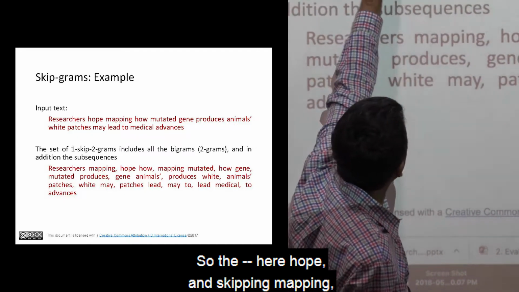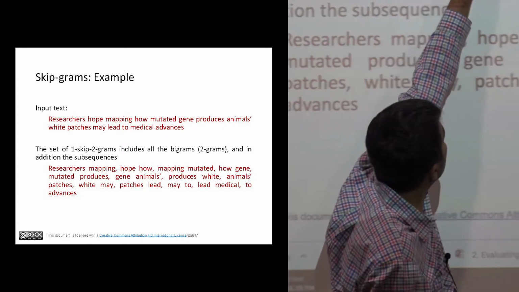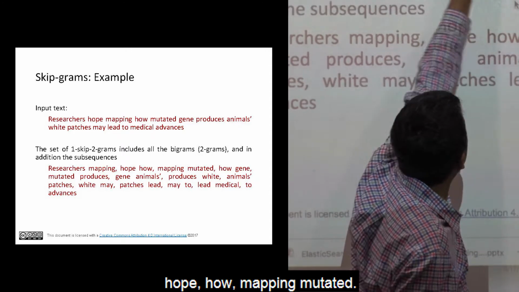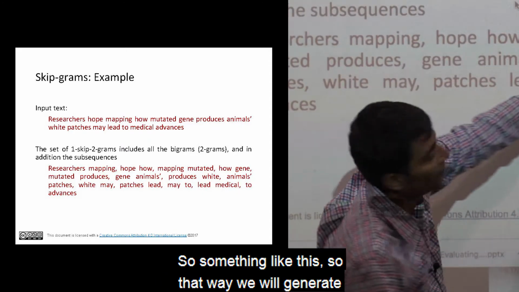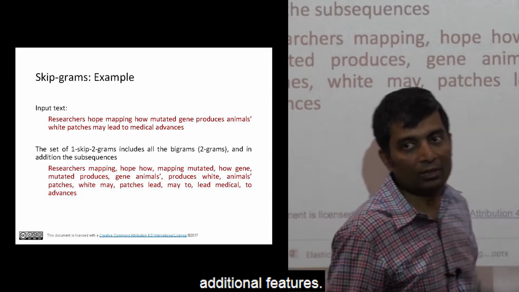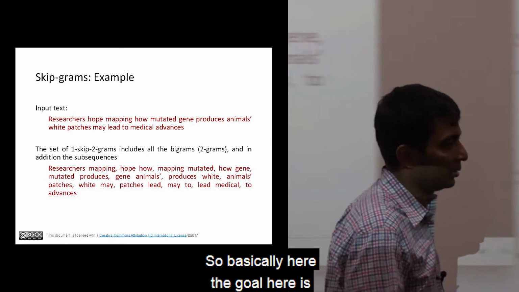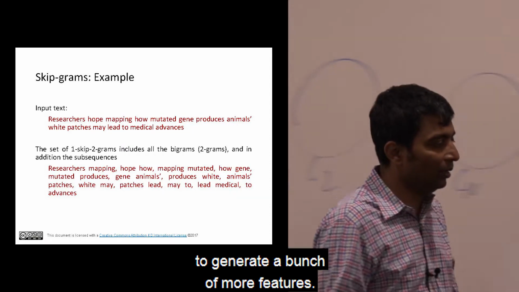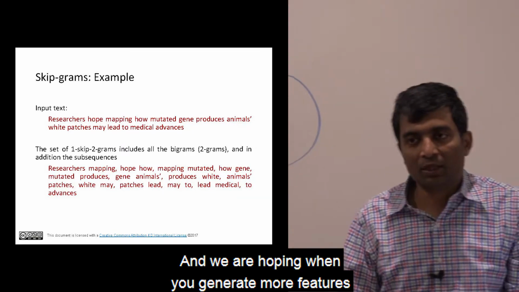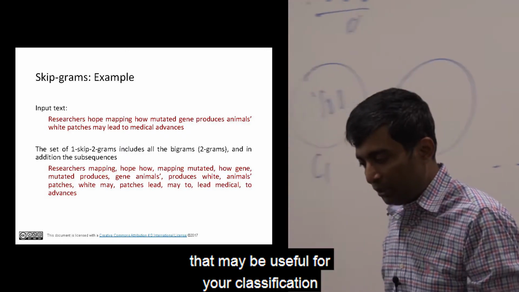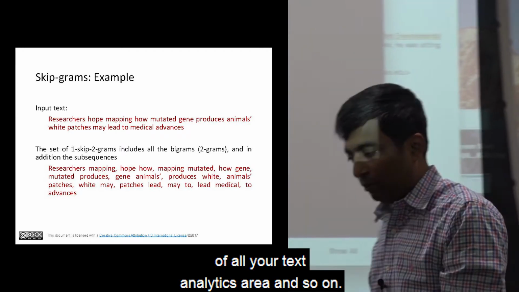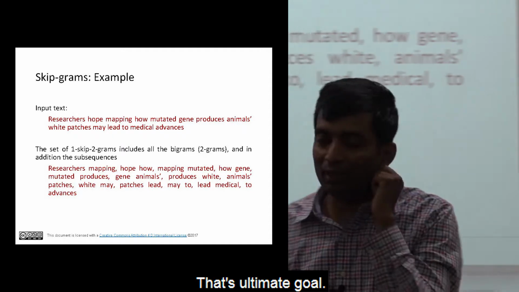So here, hope, when skipping mapping, hope how mapping mutated. So something like this. That way we will generate additional features. Basically the goal here is to generate a bunch of more features, and we are hoping that when we generate more features, they may be useful for your classification, for your text analytics area and so on.